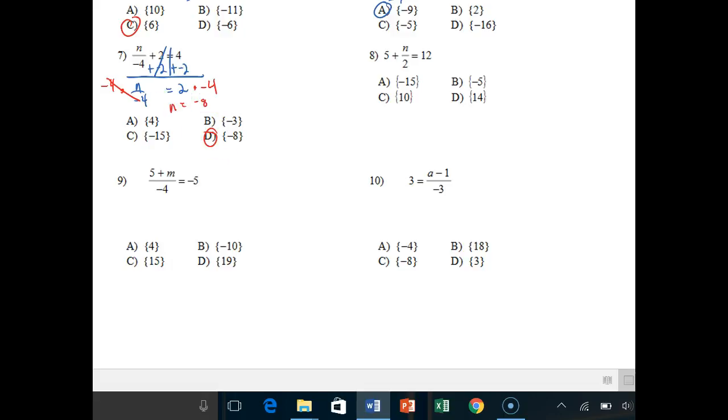And lastly, a tricky problem like number 9. To start off, you times by -4, times by -4. Then you get a one step of 5 plus m equals positive 20 because they were both negative. Now I can go ahead and add -5. So that's kind of the interesting one where you have to multiply first. So m in this case is equal to 15. I'll leave you to the other ones.